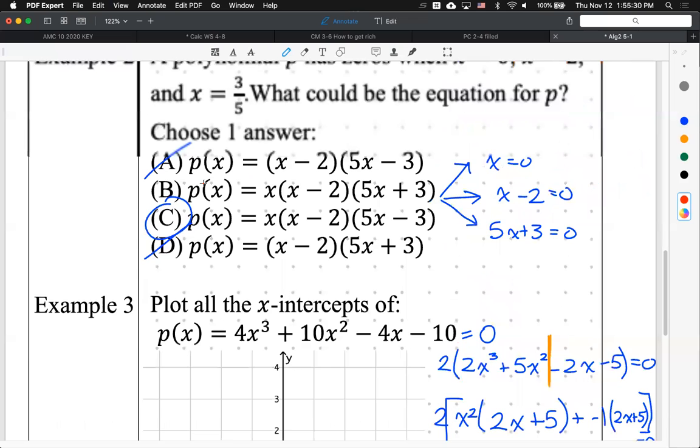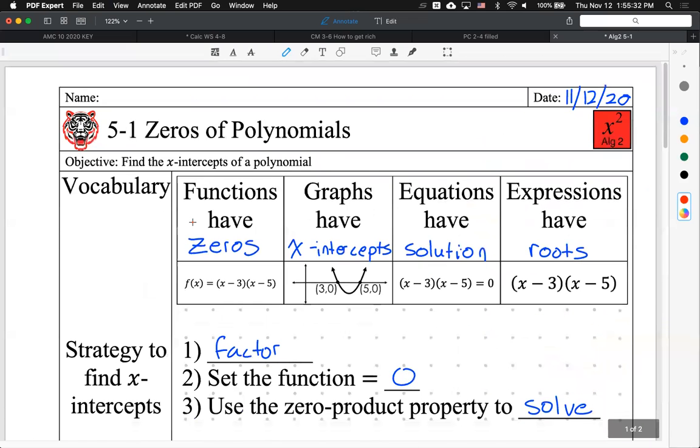Unless it makes sense. Fist of 5 for our objective. How well can you find x-intercepts of a polynomial? 5. I think that's a 5, a 4, a 5, a 4, a 5, a 4. Josie's at a 4. Susie's at a 4. 5. All right. Thank you, guys.